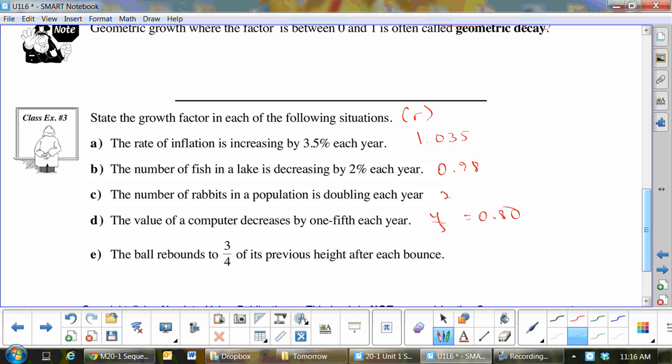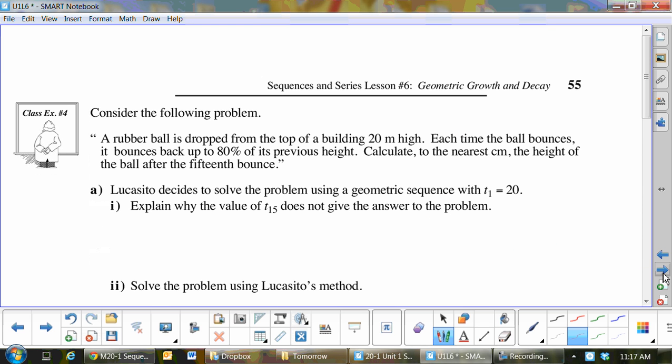Now the ball rebounds to 3/4 of its previous height. What would be my R? Yeah? 3/4 or 0.75. Because this one's weird, hey? Well, I thought we were supposed to go 1 minus 3/4. No, it actually did the math for us in the sentence. It says that it will lose 1/4 every time, or it will keep. So whatever it tells you it's keeping, then you're going to put that as your percent. Okay, so this is always a very good question.